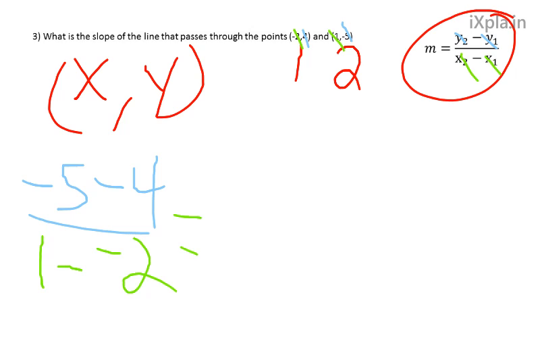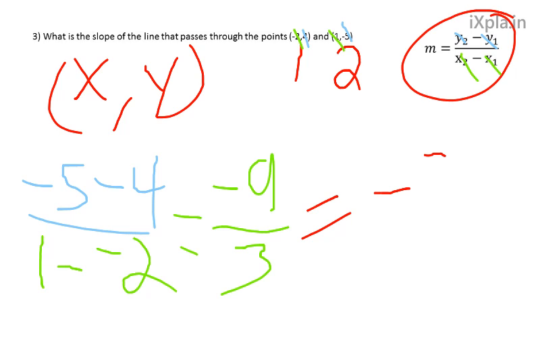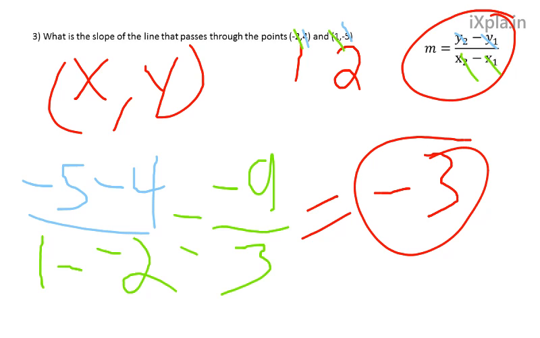All right, and let's go ahead and answer that. So negative 5 minus 4 is negative 9. And 1 minus negative 2 is positive 3, which is then going to simplify into negative 3, and that's your slope. And it's as simple as that.